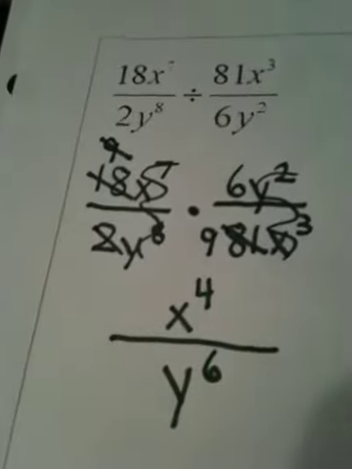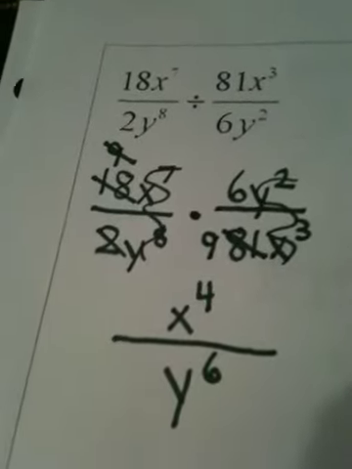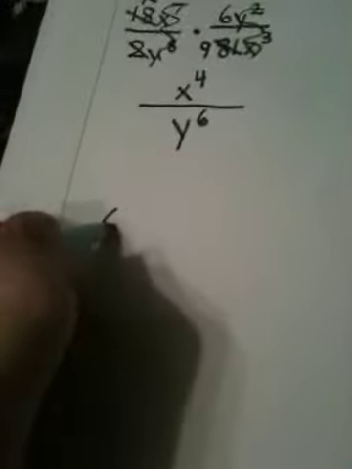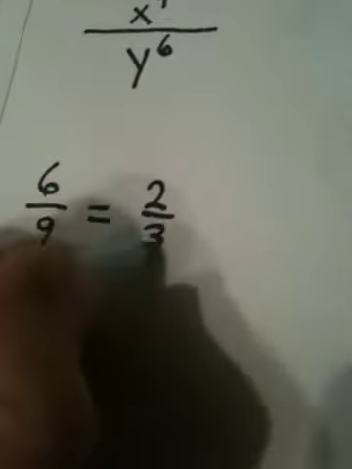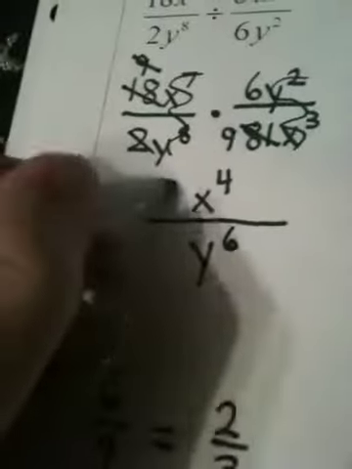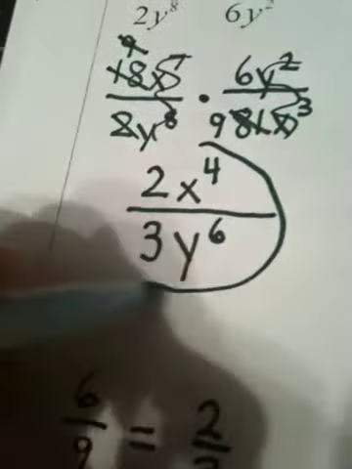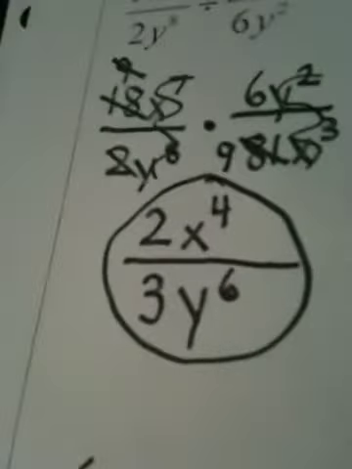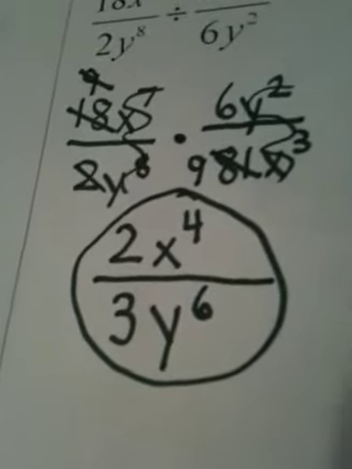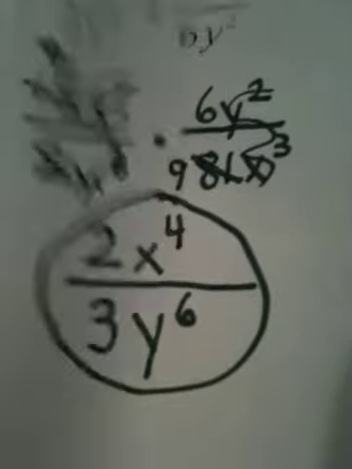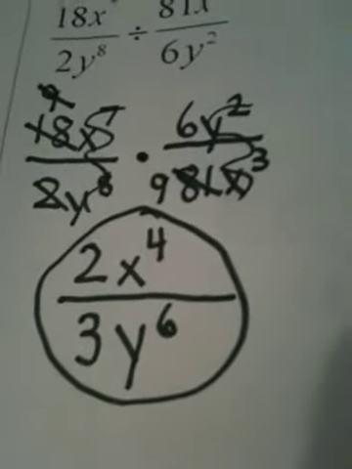Well, what would 6/9 reduce to? Just go back to arithmetic, okay? What would 6/9 reduce to? 6/9 would become 2/3. So that tells me that I have a 2 in the numerator and a 3 in the denominator as far as numbers go. So my answer to this problem would be 2x to the 4th on the top divided by 3y to the 6th in the denominator. Okay, next problem.